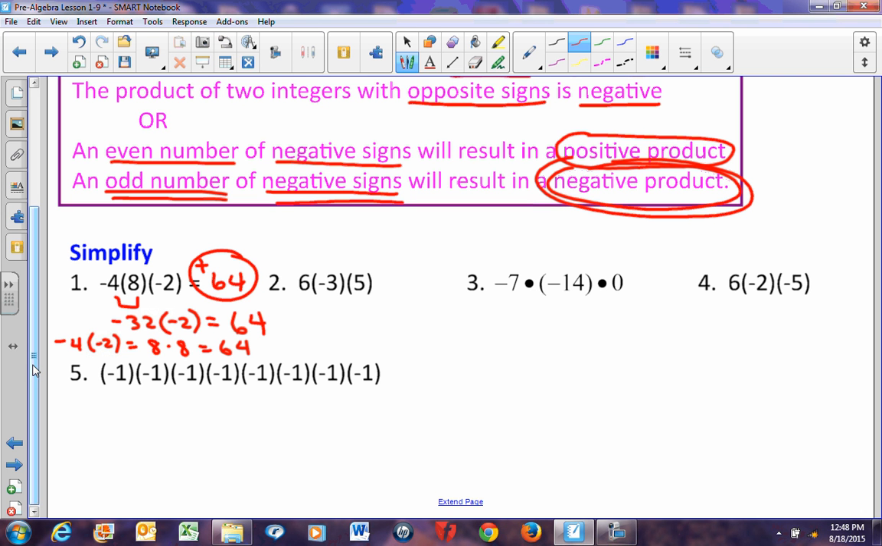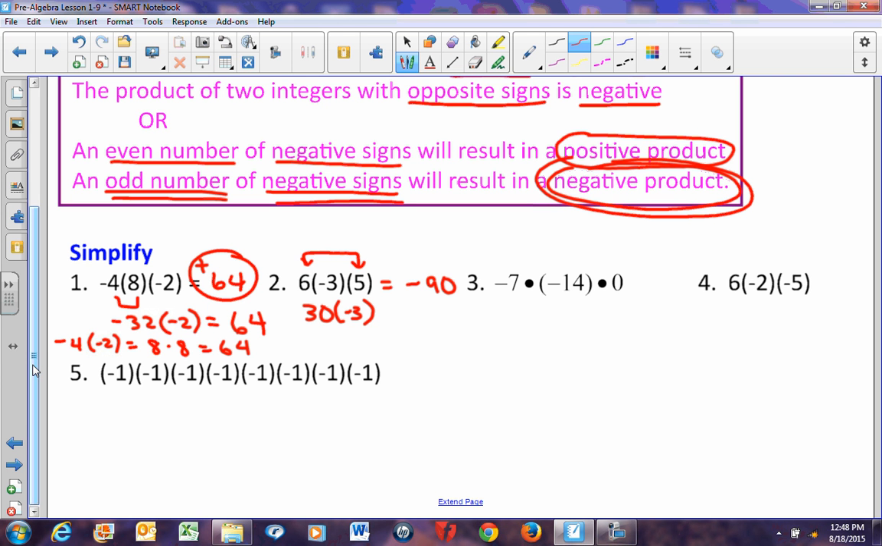Number 2 only has 1 negative sign, which means my answer is going to be negative. And I don't care how you want to do it. I'm going to do it this way. 6 times 5 is 30. 30 times -3, that's an easy multiplication. So this is -90. And you have it.